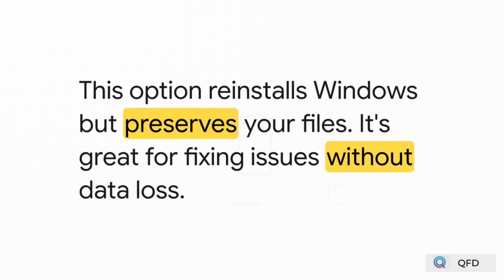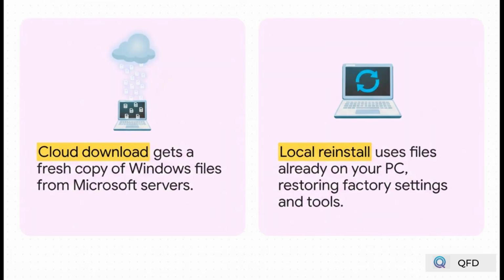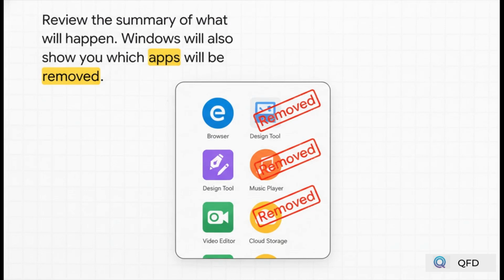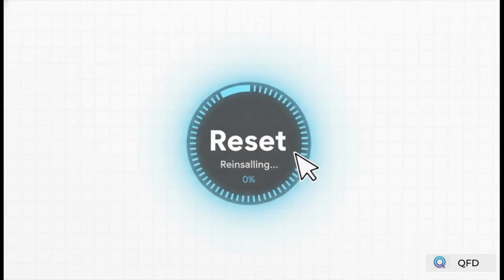This one's great for fixing issues without actually losing your personal docs and pictures. A cloud download gets fresh files from Microsoft, while a local reinstall is a bit quicker. You'll see a list of apps that'll be removed, so you'll need to reinstall them later. Now your computer's gonna restart and get to work, all while keeping your files safe.